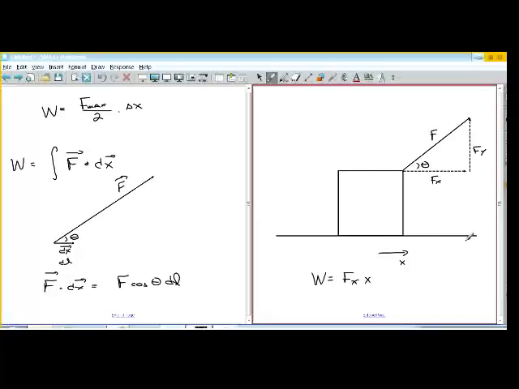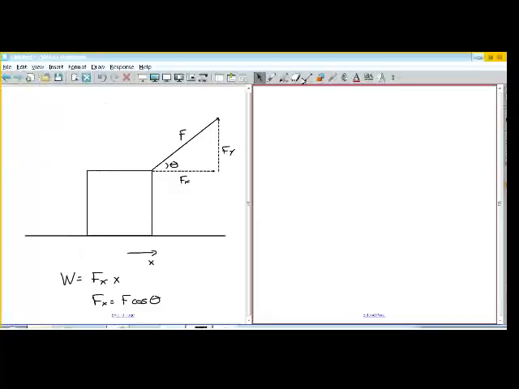And this is our angle theta. This would be f sub y, and this would be f sub x. This would be f. So all we do there is we say that the work is going to be the x component of the force times the distance that we drag this thing. The y component doesn't do any work, but the x component does. And f sub x is just equal to f times the cosine of theta. So it's the same kind of deal. It's just a little fancier way of doing it.